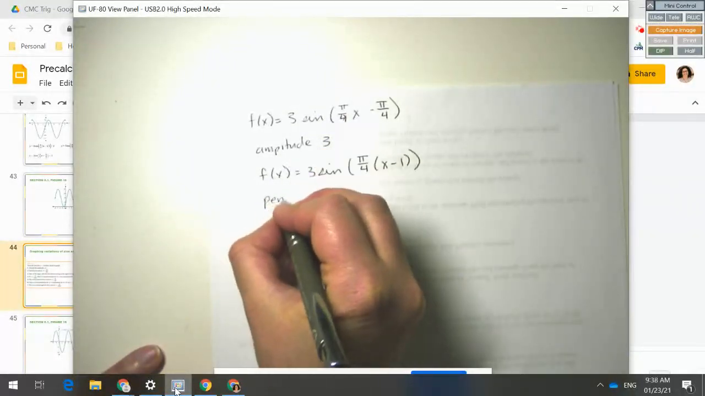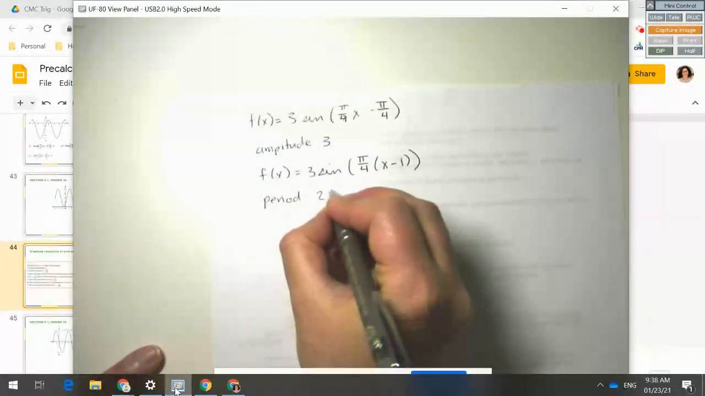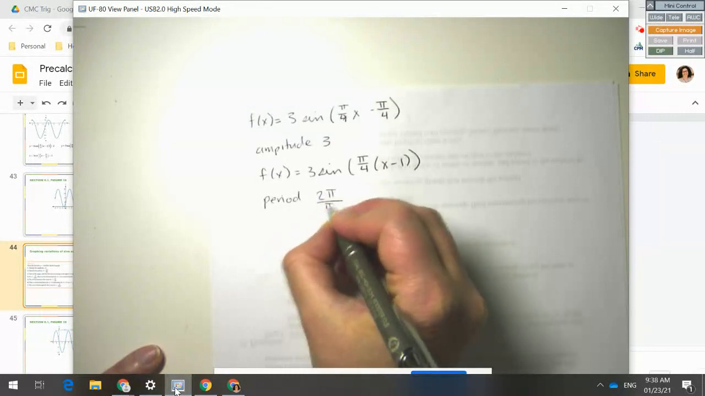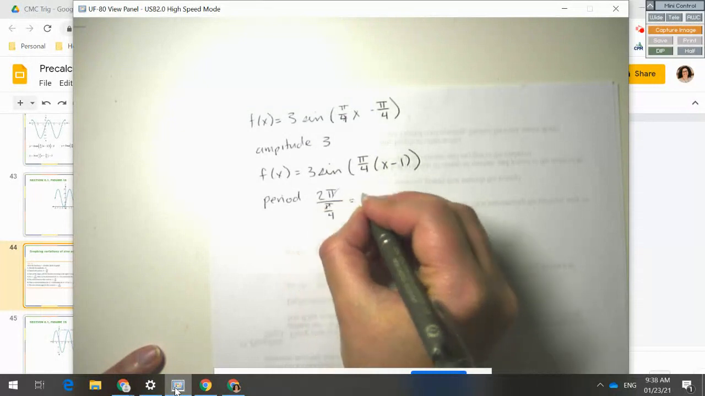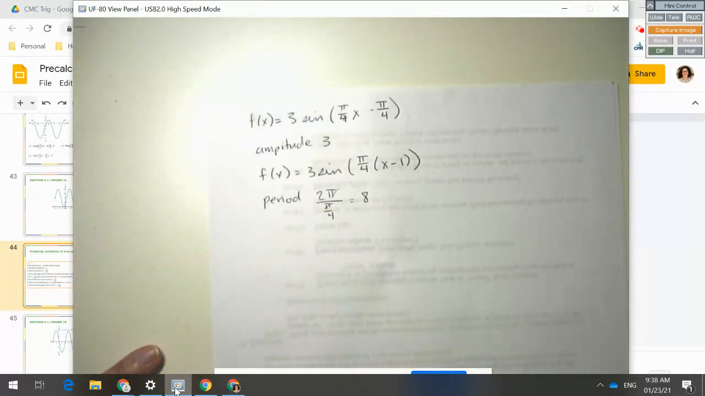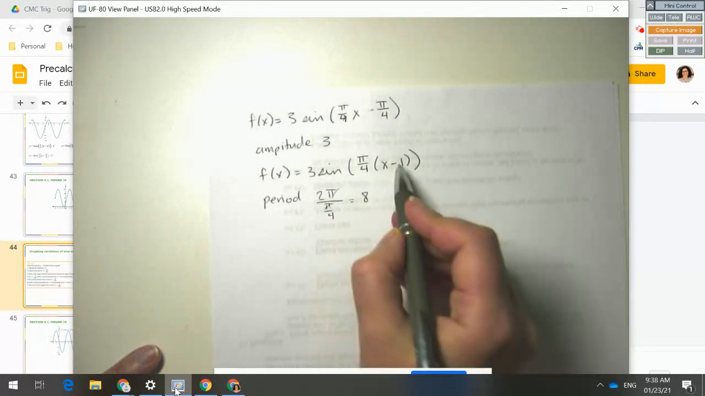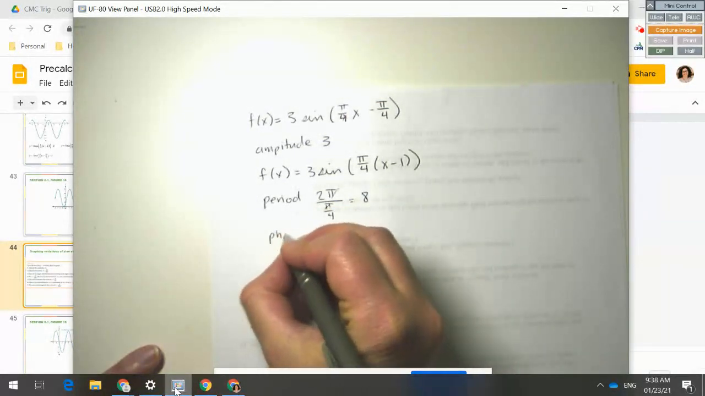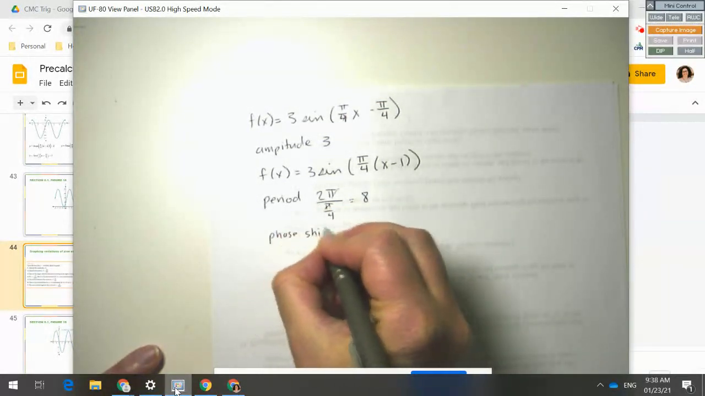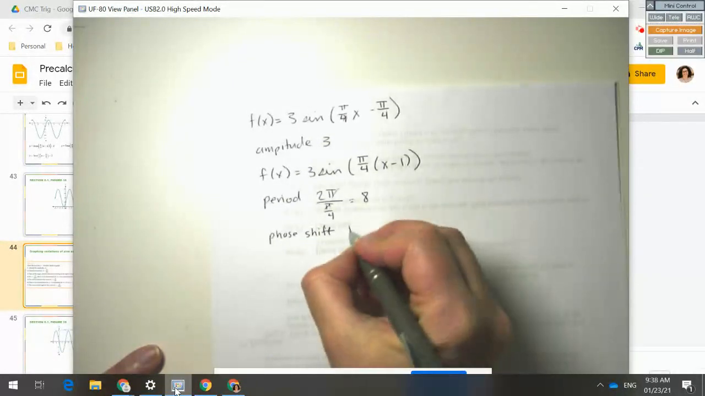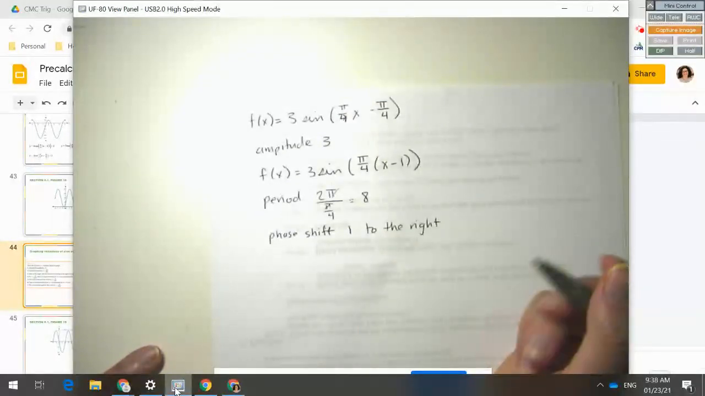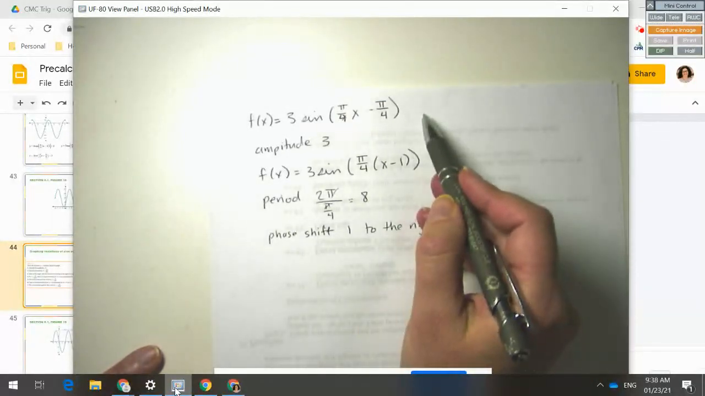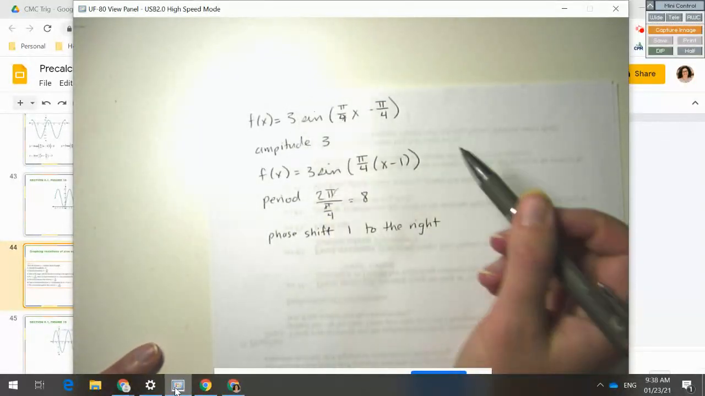So we know our amplitude. Our period is going to be 2 pi divided by pi fourths. Oh, that's the same as last time, right? The pi's cancel, we multiply, we get 8. Our period is 8. Oh, it's not the same. Last time it was 4. Our period is 8, and our phase shift, or our horizontal shift, is going to be 1 to the right. There's no vertical shift. There's no reflection.